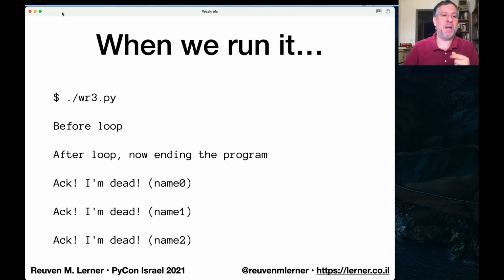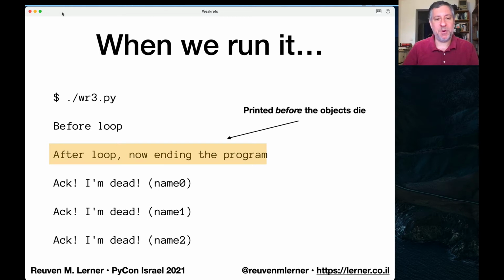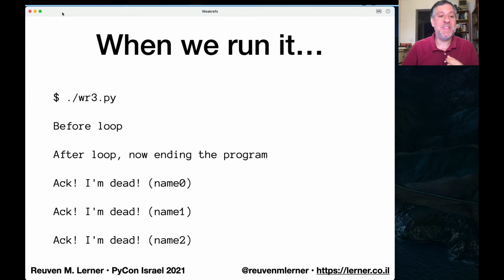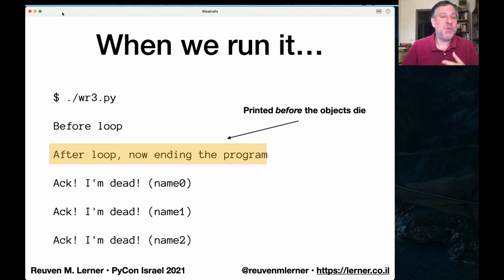When we run this program, it's going to say before loop, and then it's going to say after loop, now ending the program, right? That's the last line of our program. And yet after we do that, then we get the I'm dead. So that shows exactly what I was talking about just now, meaning when our program exits, the variables are deleted. Because the variables are deleted, the reference count goes to 0. Because the reference count goes to 0, then the object is freed. And just before that happens, dunder-del is executed.